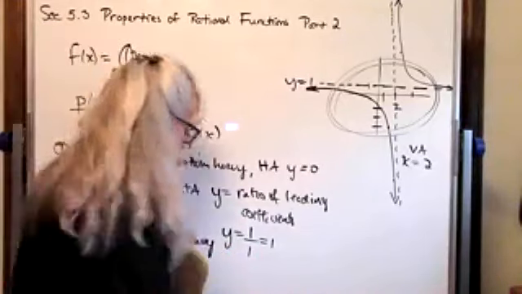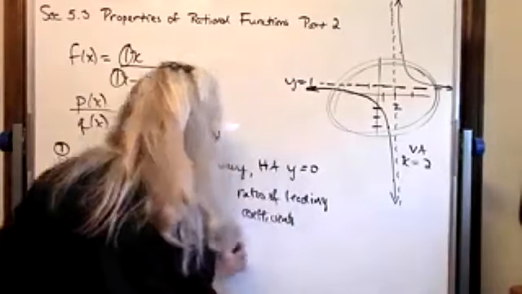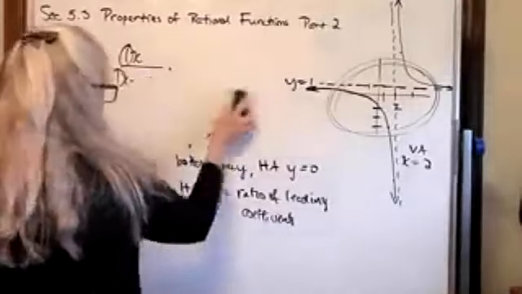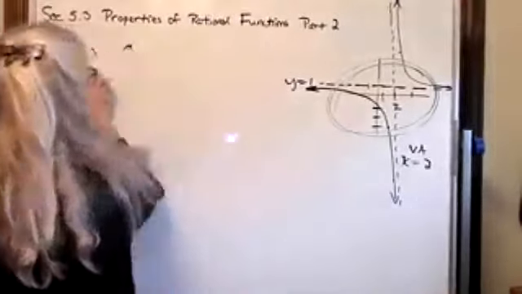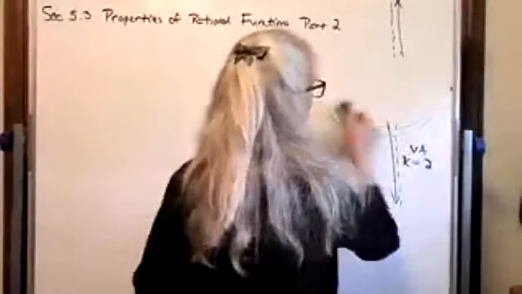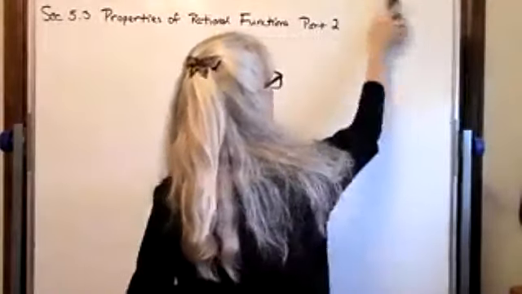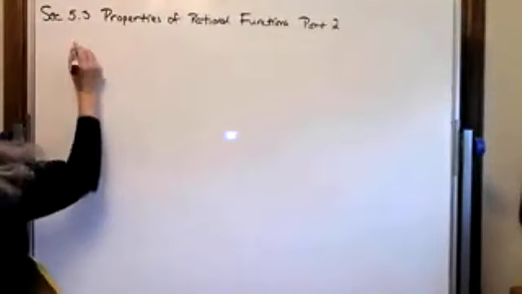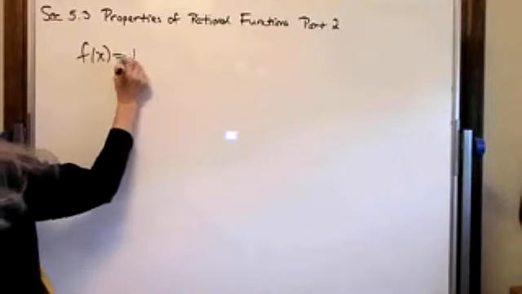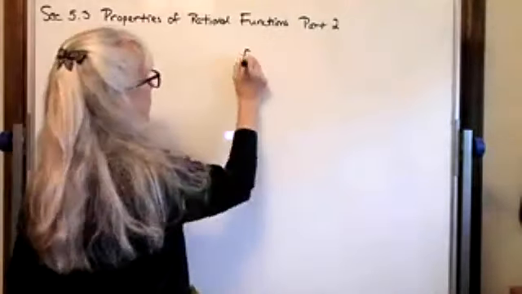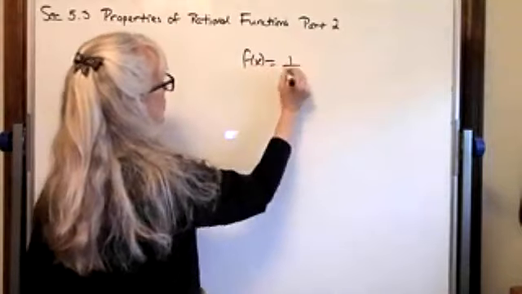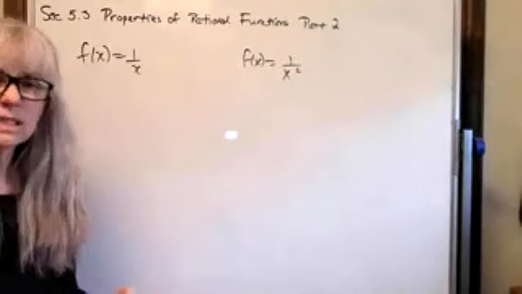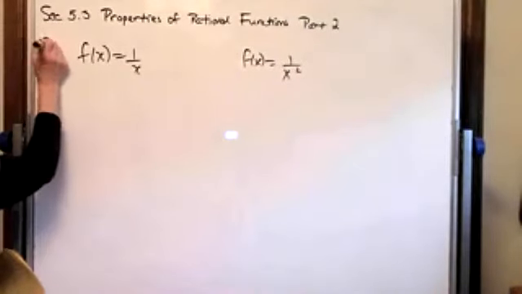Okay, let's talk about 2 specific rational functions. One we've already graphed. The second one we haven't graphed yet, but we're going to graph it here. So we're going to switch gears. We've laid the groundwork on the asymptotes. Let's do a couple of simple graphs. Specifically, I'm going to graph f of x equal to 1 over x, and f of x equal to 1 over x squared. So 1 over x we've already graphed.